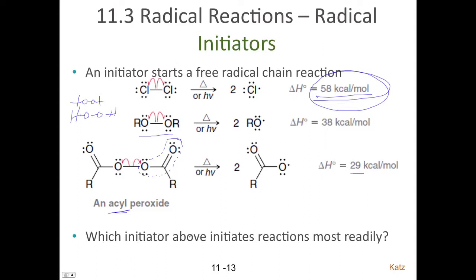All right. So which initiator above initiates the reaction most readily? Of course, it's the acyl peroxide, because it's the lowest overall enthalpic value. But why is it the lowest? Why is it the most easily broken or the most easily cleaved? What you might imagine is that you have some beautiful radical resonance here, right?